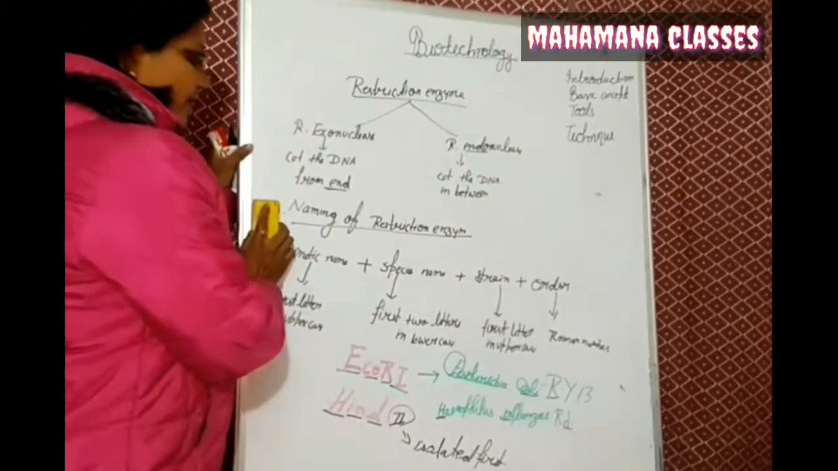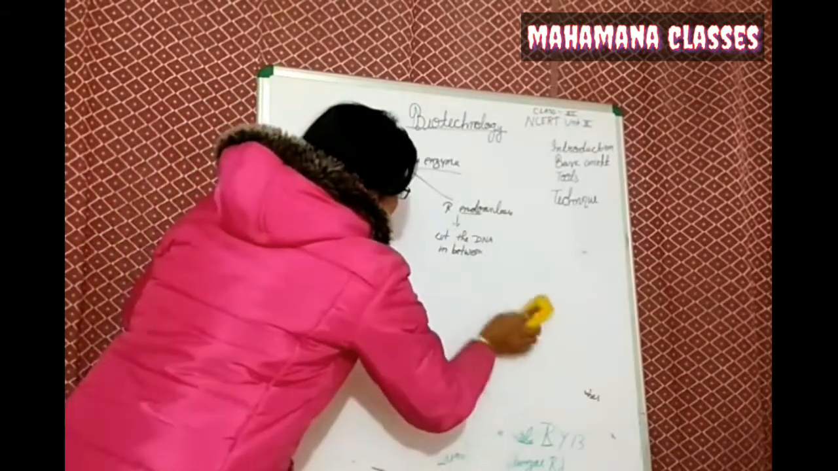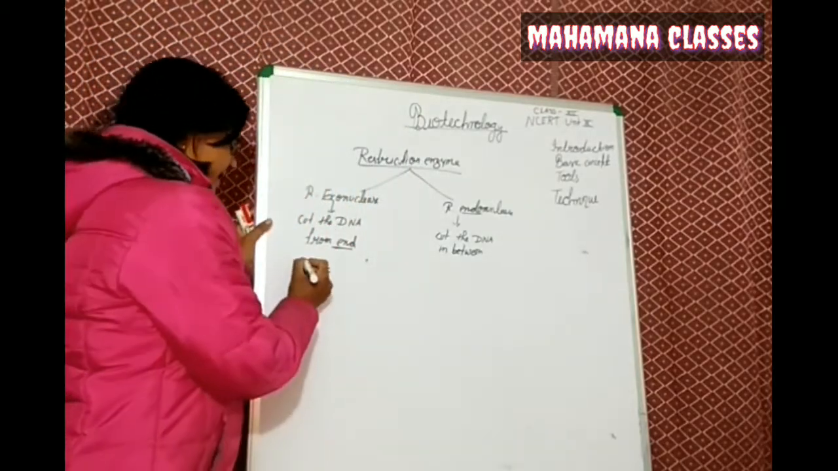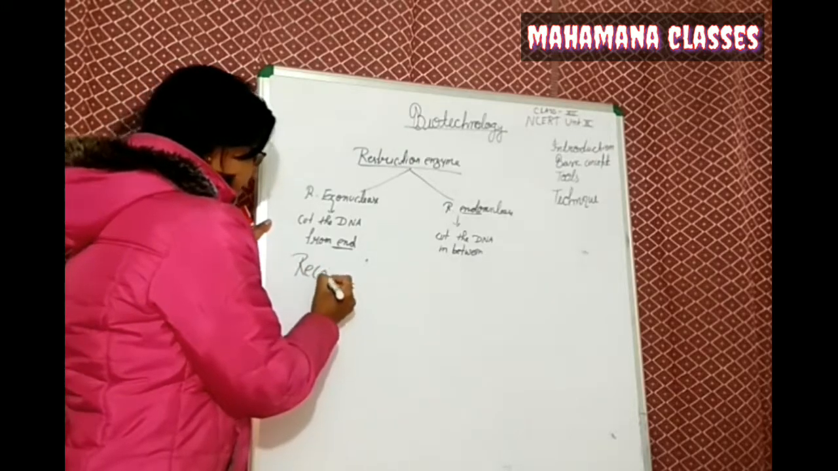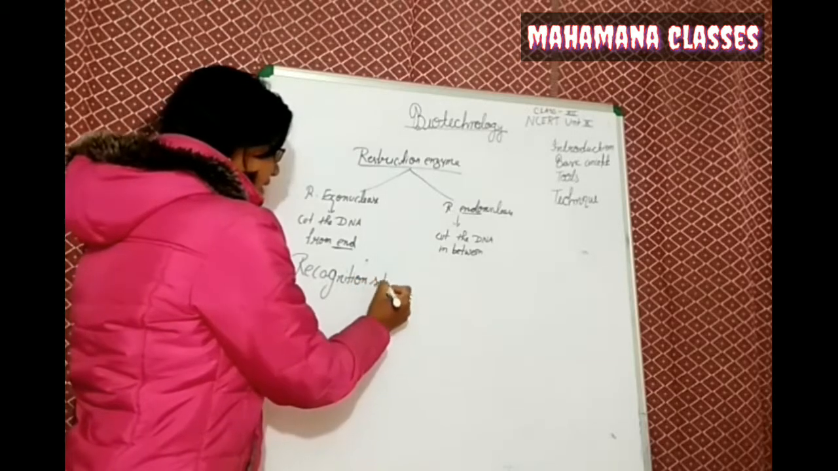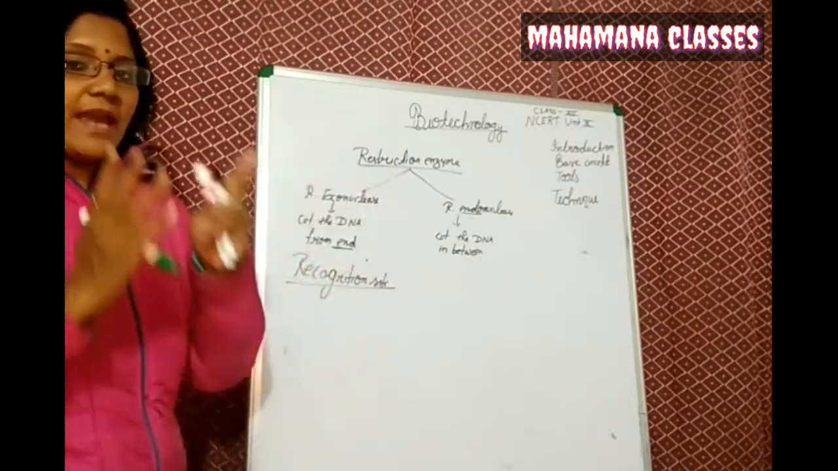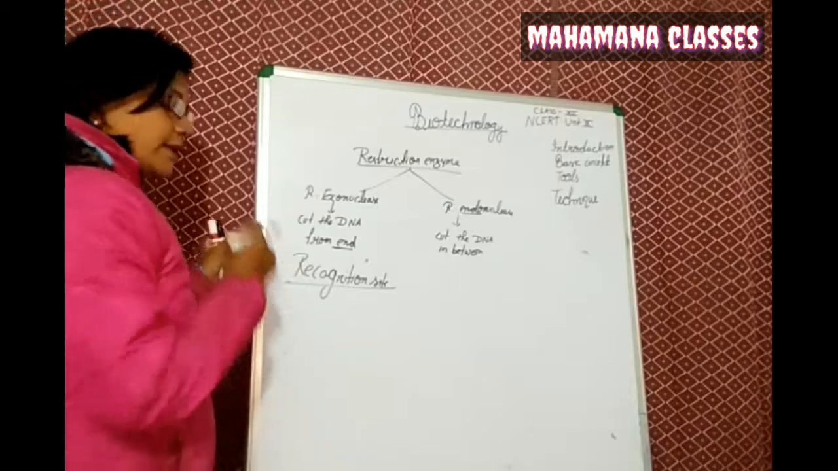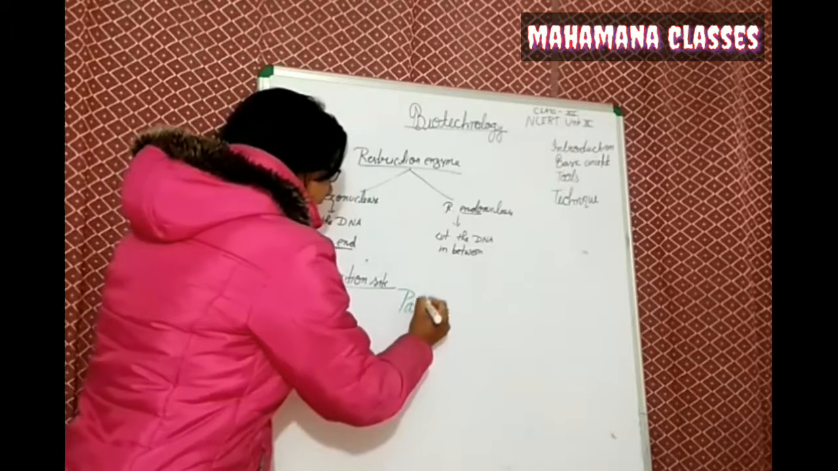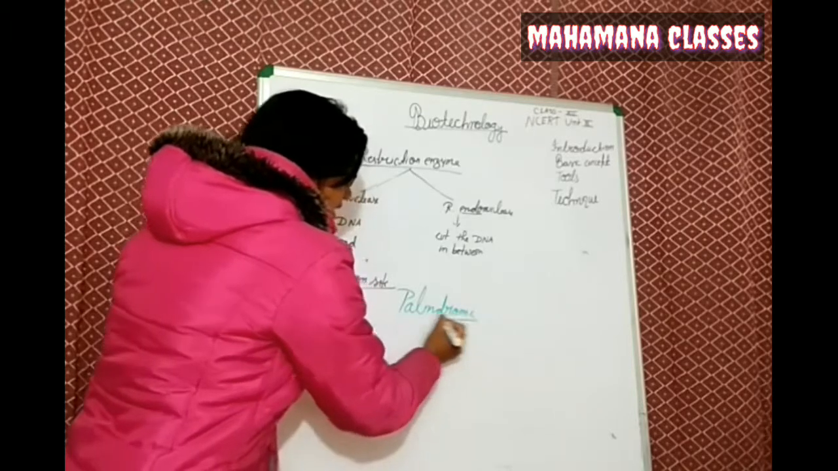Now, an important point is that restriction enzymes cut the DNA at a particular region which is known as the recognition site. The recognition site is the region which will be identified by the restriction enzyme, and it will work on that piece of DNA. What is the specific nature of this recognition site? It is always palindromic. What is the meaning of palindromic?